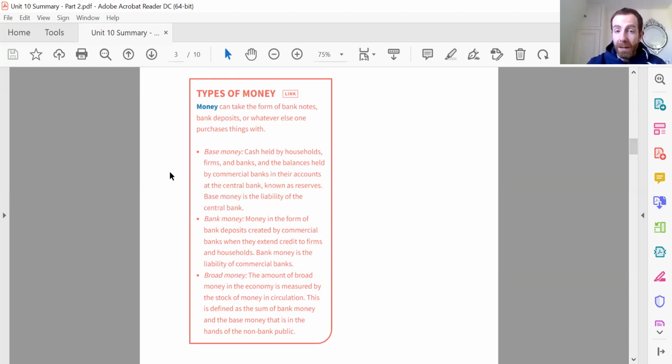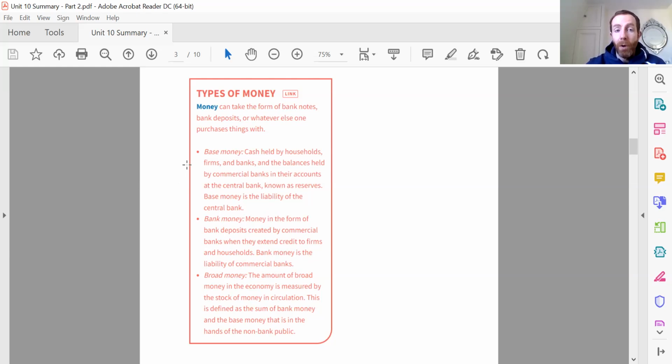So the first is base money. So base money, cash held by households, firms, and banks, right? So actually like physical cash. But then one other thing, balances held by commercial banks in their accounts at the central bank. And these balances are called reserves. So the central bank is the one institution in a country that normally is allowed to create base money, to create actual physical cash.